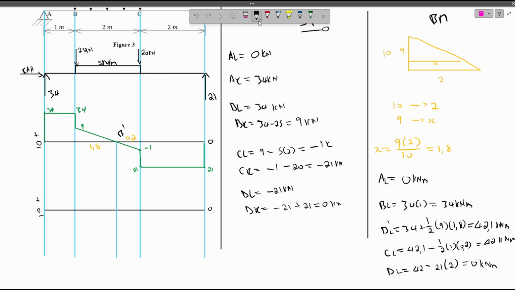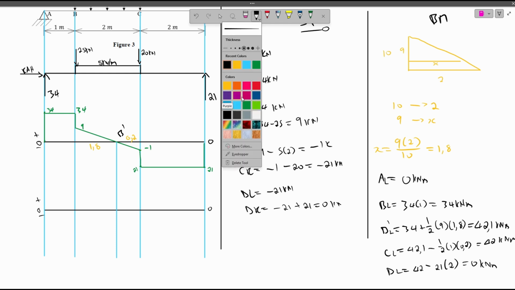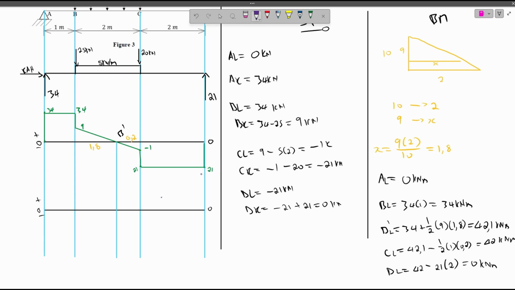Now let's plot our bending moment diagram. So we have 0 at A, we have 34. Let's put it here. You have 34. At B prime, you have 42.1. At C, you have 42. And then at D, back to 0.